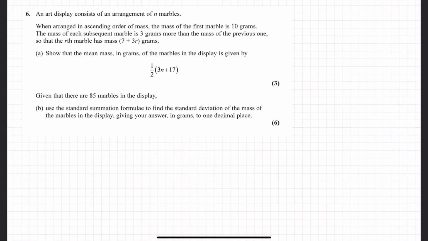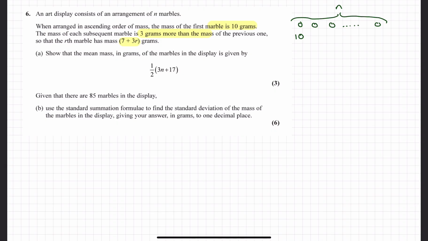Okay, so we've got an art display that consists of n marbles. So I'll just put the marbles here, 1, 2, 3, and we go all the way up to n. So we've got n of these here. Okay. So the first marble is 10 grams. I can see that here. And then each marble is 3 grams more than the previous one up until the last one there.